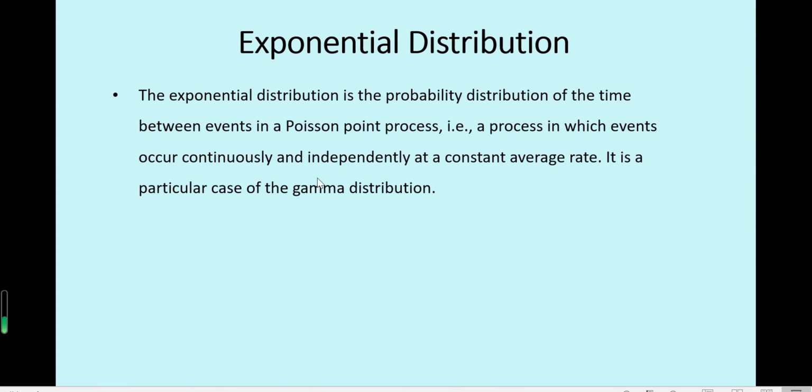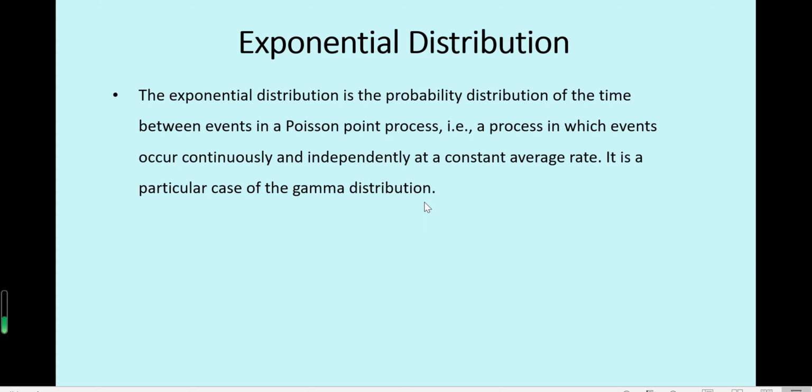In this video, we will talk about how to use exponential distribution in R programming. So we know the exponential distribution is a probability distribution modeling the time between events in a Poisson point process. The Poisson process is a process in which events occur continuously and independently at a constant average rate. And it is a particular case of the gamma distribution.